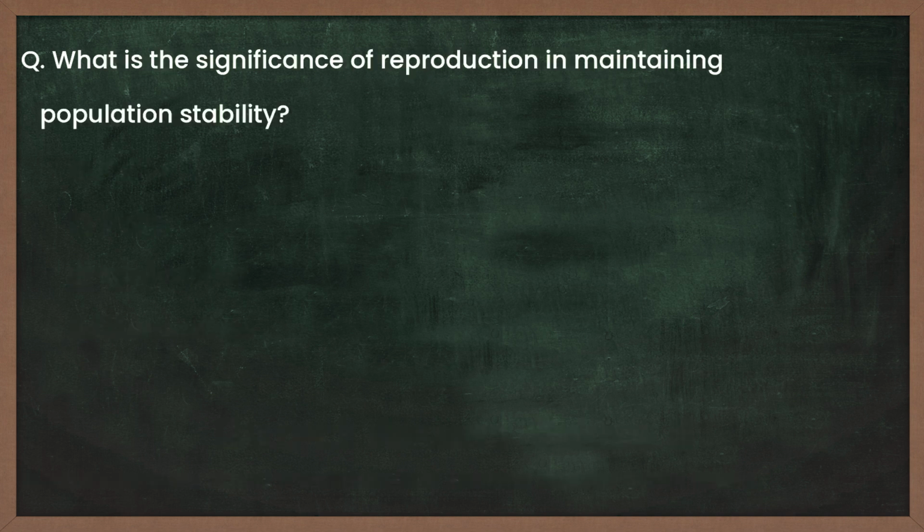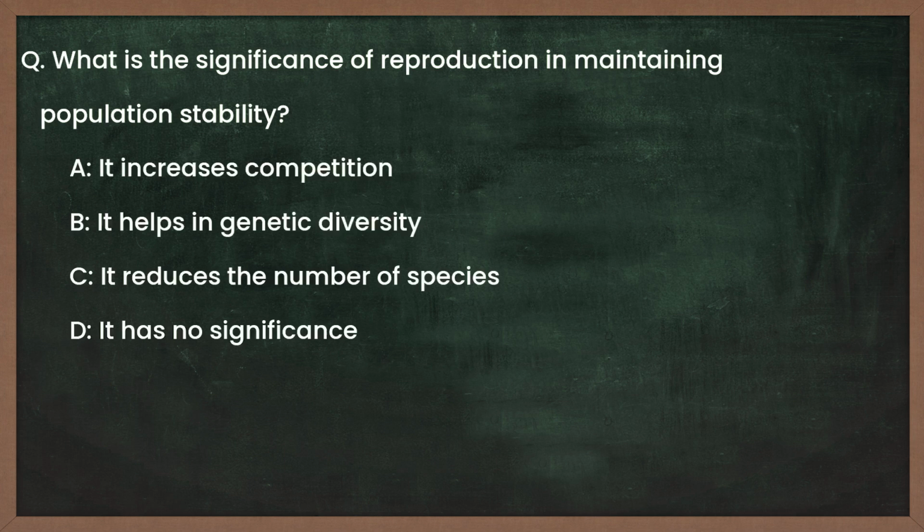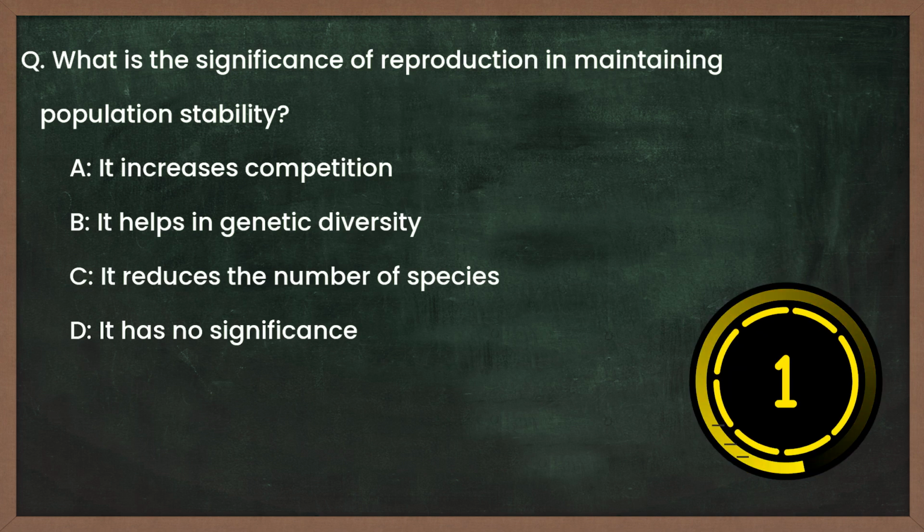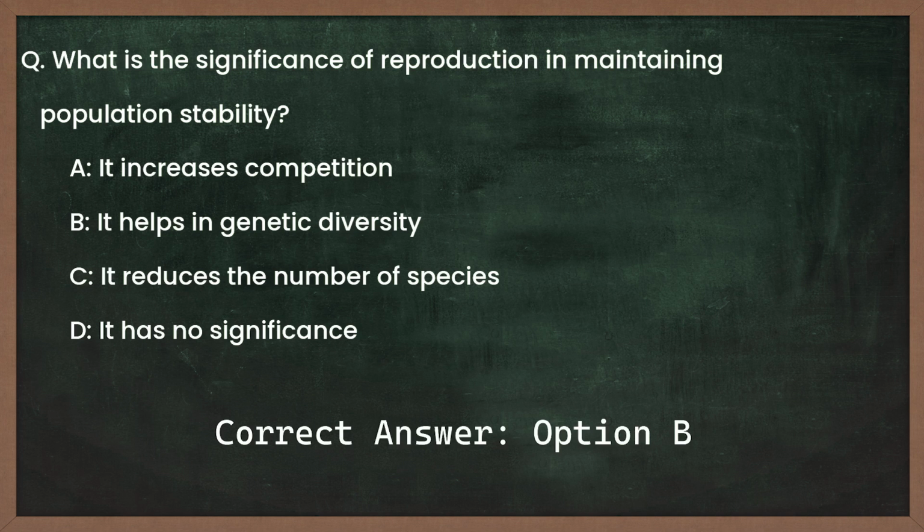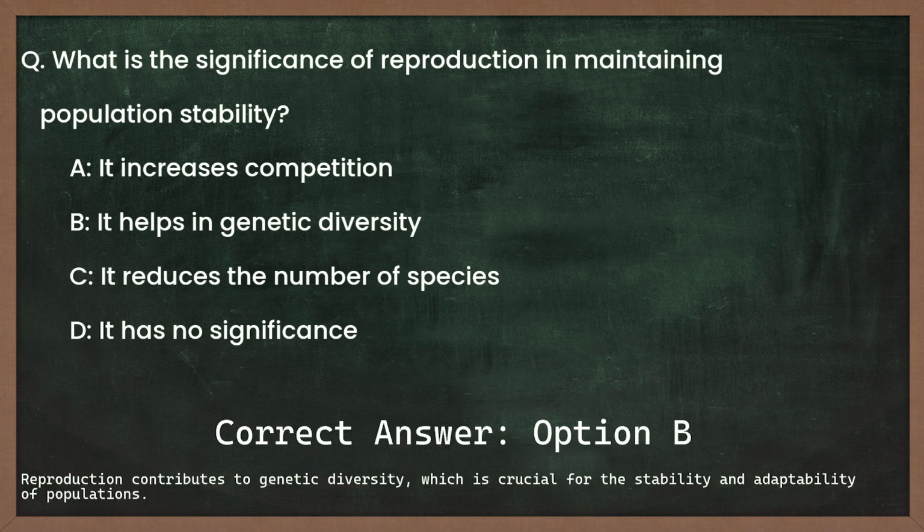Question: what is the significance of reproduction in maintaining population stability? Option A, it increases competition. Option B, it helps in genetic diversity. Option C, it reduces the number of species. Option D, it has no significance. You have 5 seconds to answer the question. The correct answer is option B, which is it helps in genetic diversity. Reproduction contributes to genetic diversity, which is crucial for the stability and adaptability of populations.